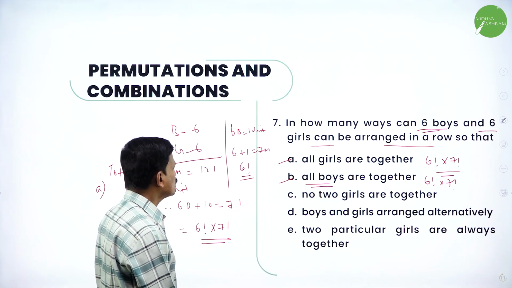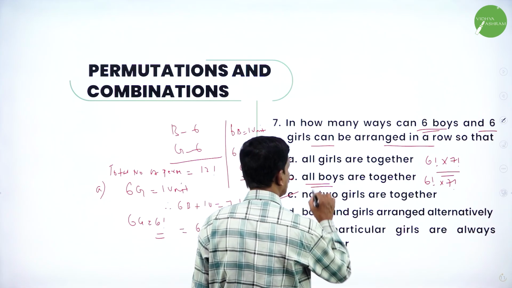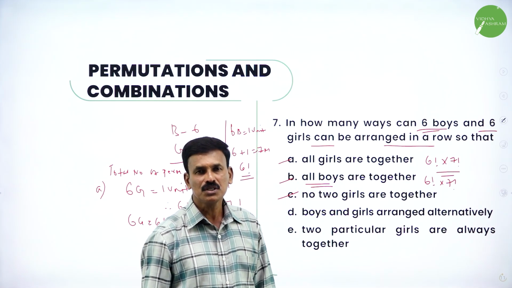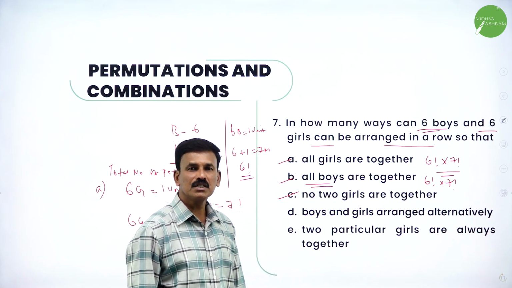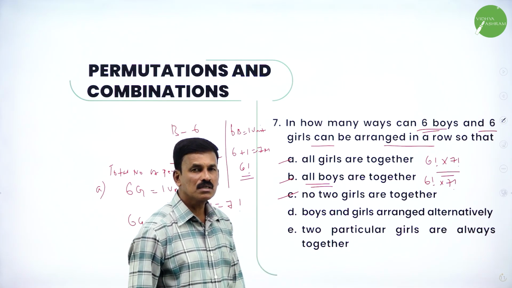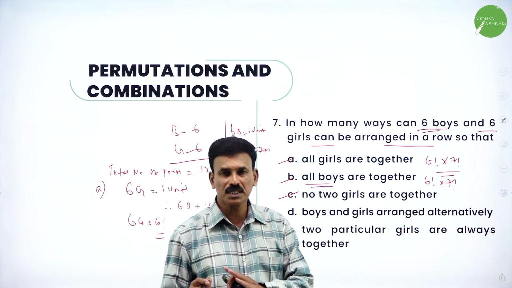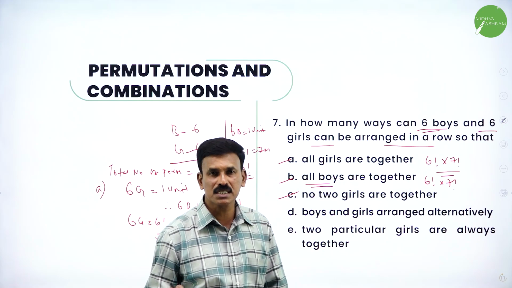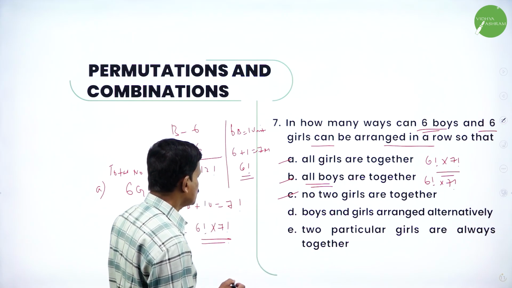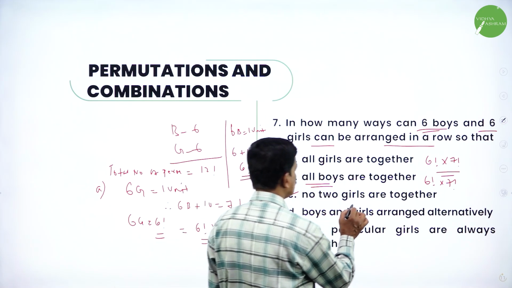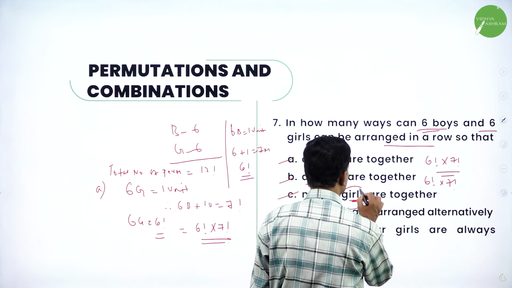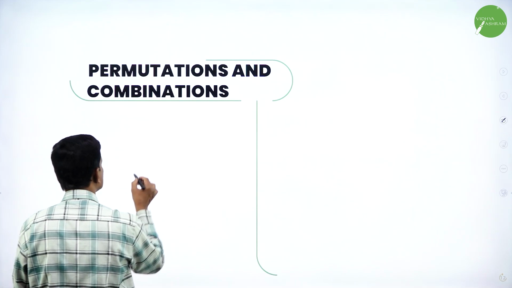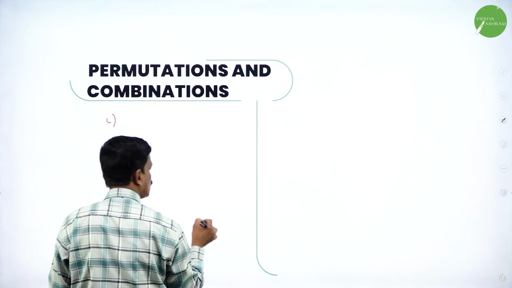Okay. Now, move on to the third one. No 2 girls together. Third one is no 2 girls are together. Now, what is the condition? No 2 girls are together means the girls can be placed in between the boys. How many boys? 6 boys. So no 2 girls are together means the girls are placed in between the boys.